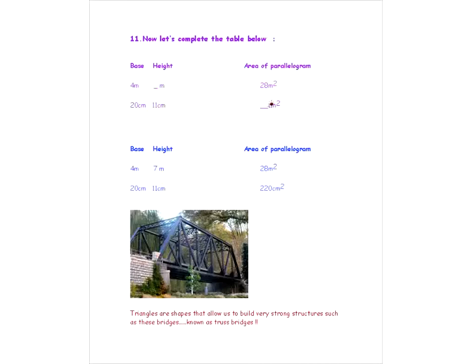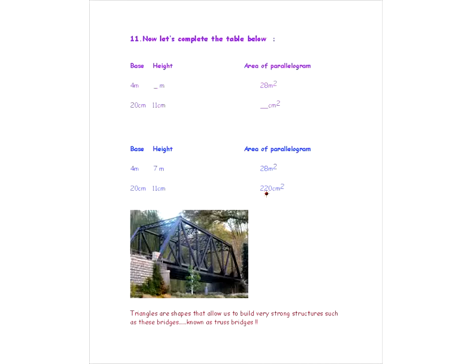Here we have base times height equals some area. Well, we know the area of the parallelogram is base times height, so we multiply 20 times 11. It's going to give us 220. Okay, so here you can see the filled-in chart, and we went over how to do it.